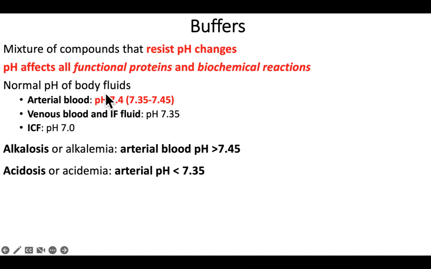And that pH range is 7.35 to 7.45. If that pH goes above 7.45, we call that alkalosis. If the pH goes below 7.35, we call that acidosis. And there can be a number of different causes of alkalosis and acidosis.